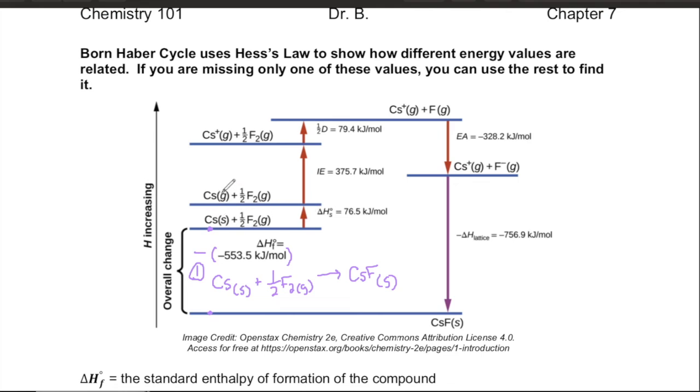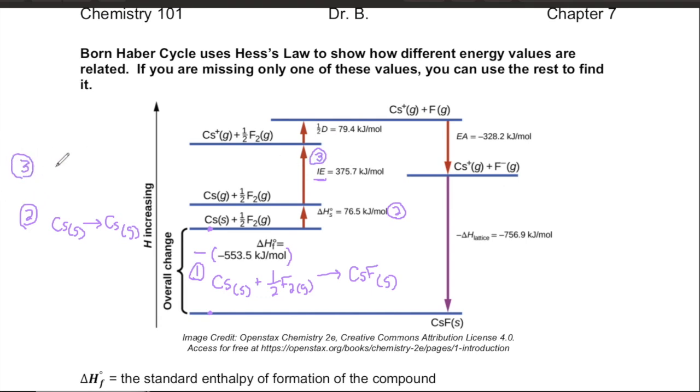Then we need cesium to be a gas and not a solid. So this one over here, this step 2, is the energy needed for this process: 1 mole of cesium solid going to 1 mole of cesium gas. So that's what that energy is. We have to add that in. This is the ionization energy. Remember, the ionization energy is the energy needed to pull an electron off of an atom.